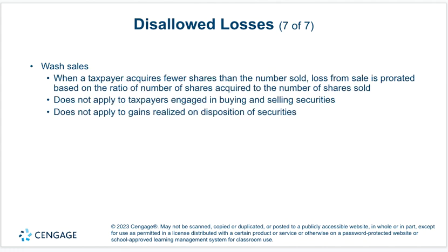When a taxpayer acquires fewer shares than the number sold, then the loss from the sale is prorated based on the ratio of the number of shares acquired to the number of shares sold. So, for example, if we sold 1,000 shares at a loss and then we purchased back 800 shares of substantially identical shares, then only the 800 would qualify as wash sales, and so we would still have a loss on those 200 that we could prorate based on that ratio of the 800 over the 1,000.